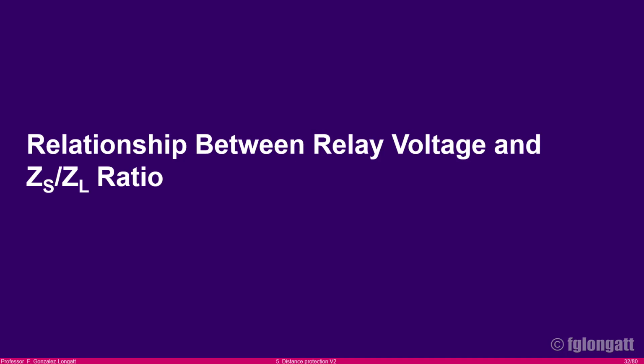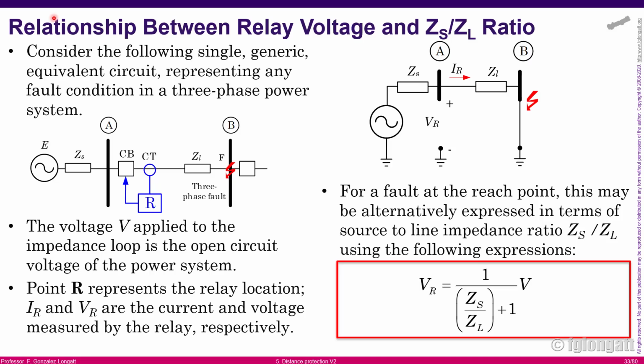Also, very low voltages at the terminal of the distance relay can create some problems. That is the reason we need to take care about something called the source impedance to line impedance ratio. Because if you remember, the voltage can be obtained by what we call the voltage divider, and the voltage divider is basically depending on the ratio between the impedances in the series connection.